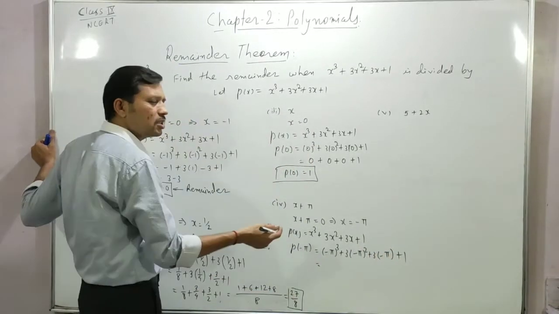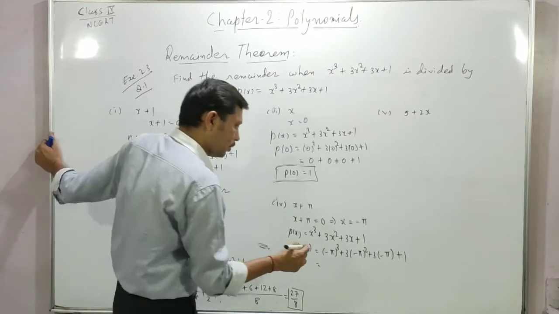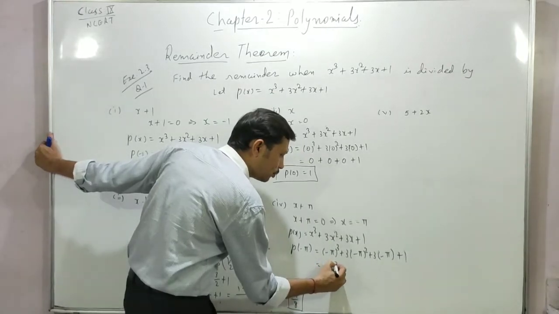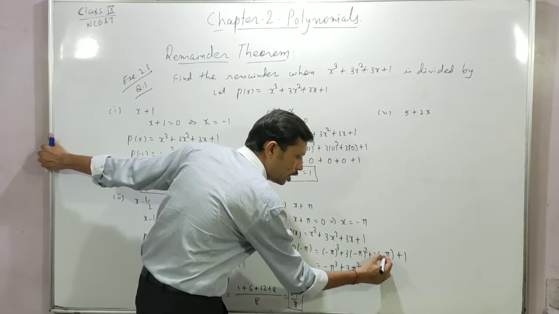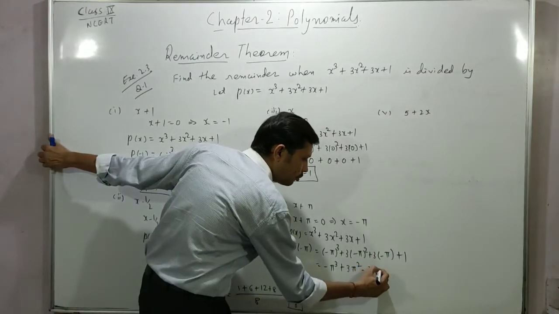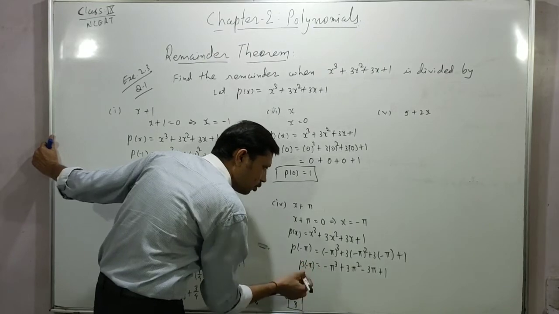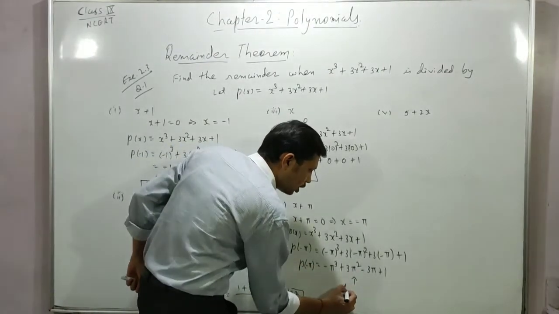Okay bachcho, wherever x is there, each and every place you have to replace the value of x with what? Minus pi. Now negative number, the odd power, the answer is negative: minus pi cube. Minus pi the square, it's a pi square. Plus minus minus 3 pi and plus 1. Okay. Here we didn't require to replace the value of pi. It's simply this whole part that should be considered as a remainder.